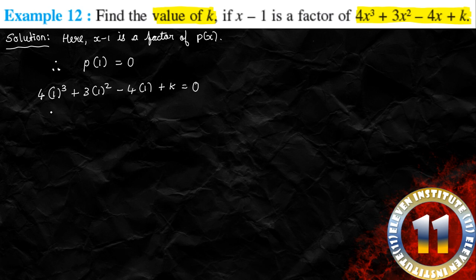Now 1 cube is 1, 1 into 4 is 4. 1 square is 1, 1 into 3 is 3. 4 ones are 4. Plus k is equal to 0. So this 4 and minus 4 will cancel each other. Plus 3 will go to the other side, it will become minus 3. So what we have is k is equal to minus 3. But let us have one more step for clarification. And now we can write k is equal to minus 3. See, this is very simple.